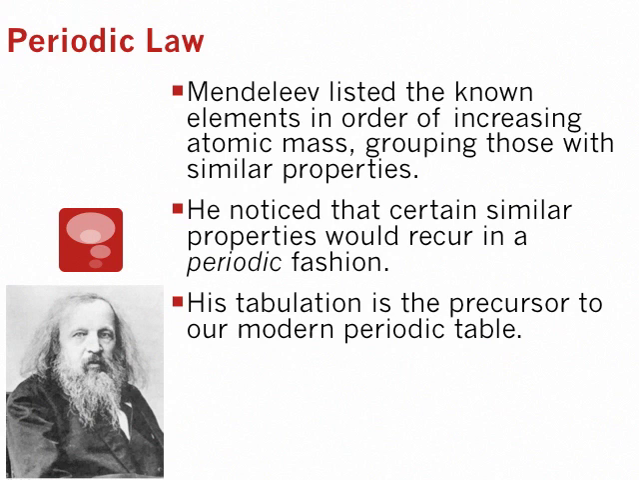When we take the elements and list them in order of increasing atomic number, which is also the order of increasing atomic mass, we notice some similar properties begin to reoccur in a periodic fashion. By ordering the elements in this way, we now have our periodic table.